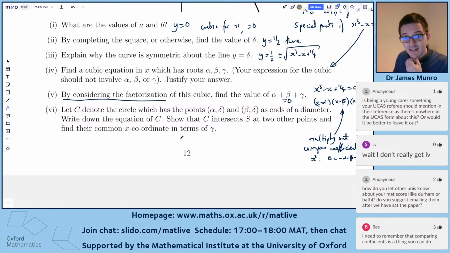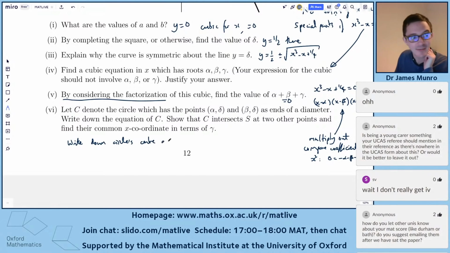Part 6 is a little bit different. It brings in this circle. The key idea is to write down, I think I'm not going to do all the algebra live on stream, but we'll write down the circle. They even tell you to do this. So write down the circle's centre and radius.